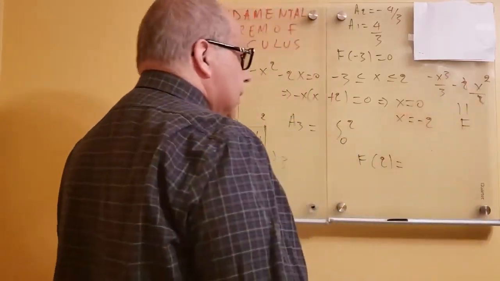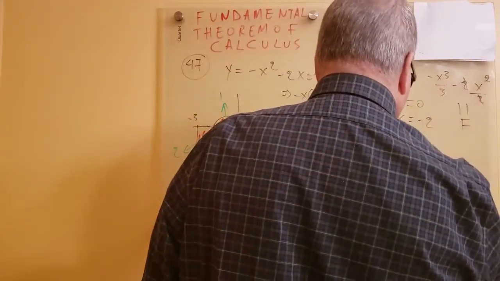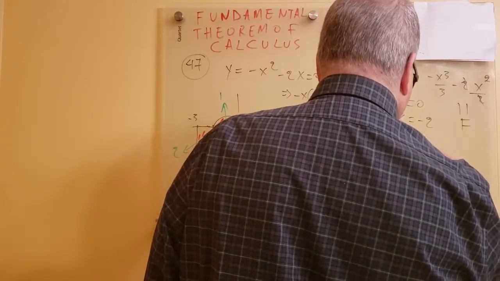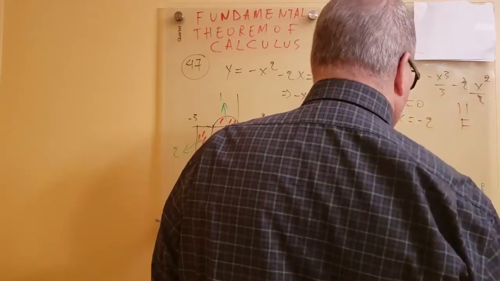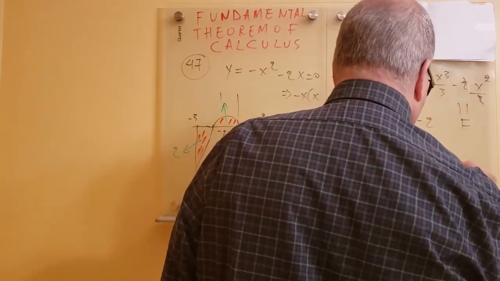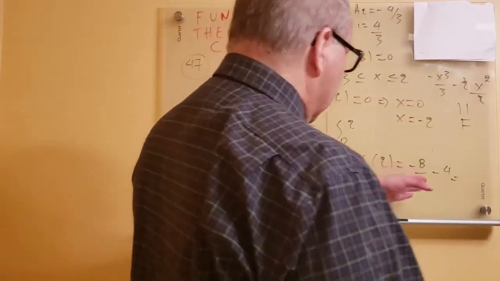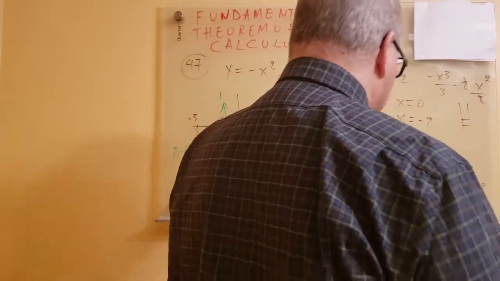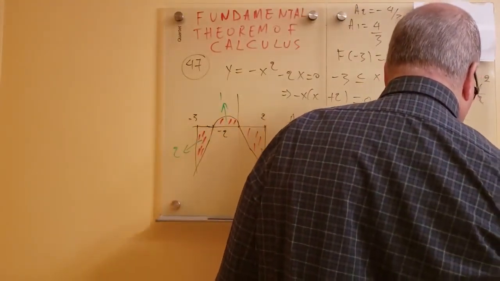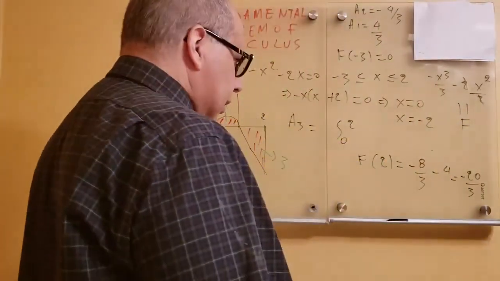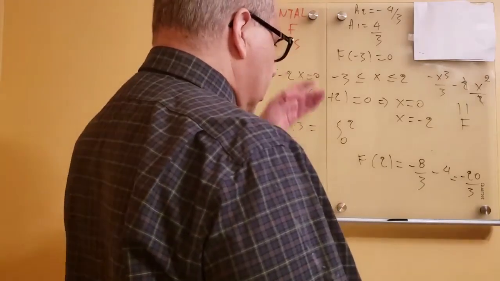So the f at 2 is equal with minus 2 to the third, which is 8 over 3, minus 2 squared, which is 4. So all this should be, if you put everything under the same denominator, minus 8 minus 12, so that's minus 20 over 3. And the f of 0, we know that it's 0 when we did it before.